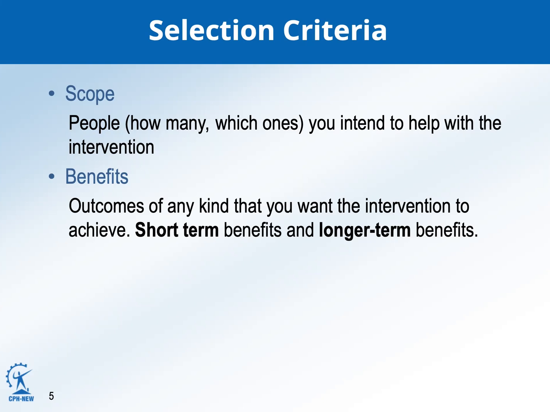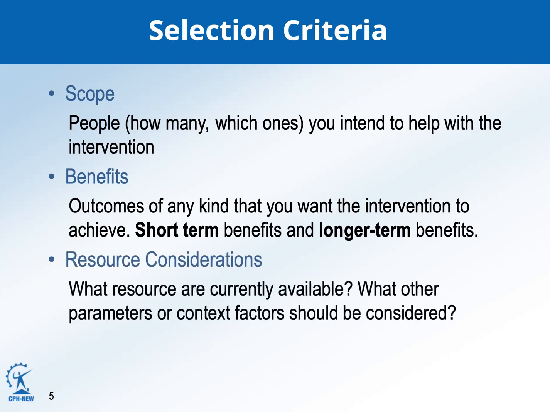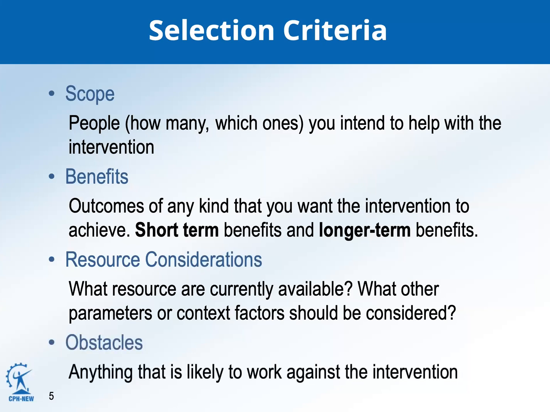Resources. What resources are currently available, and are there other parameters or context issues that need to be considered? Think in general terms for this criteria. Obstacles are anything that is likely to work against the intervention being considered. For example, are there major organizational changes, delays getting equipment, or a possible resistance to change? It is vital that the design team understands the key definitions of these selection criteria before moving forward, as they will be used again in Ideas Steps 4, 5, 6, and 7.